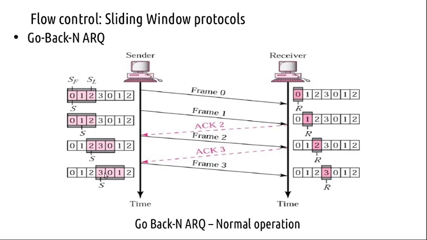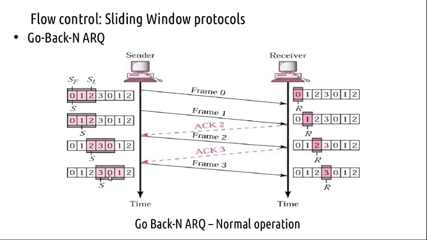And again it gets this acknowledgement, so it says I need to send the next frame. The sequence numbers are 0, 1, 2, 3 on the sender side, and the receiver side is also 0, 1, 2, 3. So I'll send the frame 3. Okay, I got the frame 3 correctly, so I'll send an ACK 0.